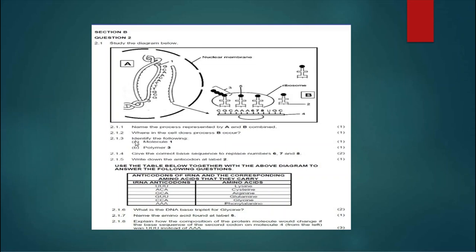Identify the following molecule. Molecule 1. Where is molecule 1? Here's molecule 1. Molecule 1 is DNA. I told you when you choose from DNA, mRNA, and tRNA when they're talking about a molecule. And the answer here is DNA.